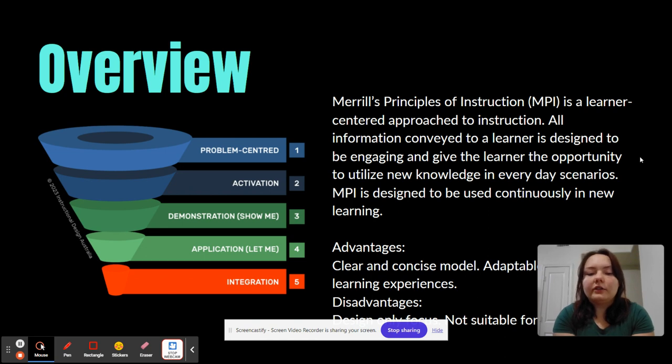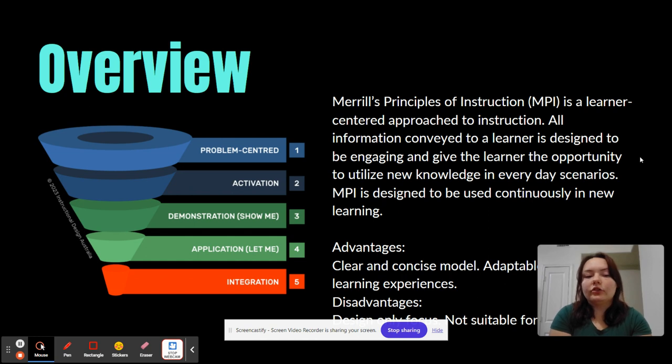All 5 of these are ways for students to be involved in problem-based learning, and it has a student-centered approach. Merrill's Principles of Instruction is designed to be used continuously in new learning, and one of the main advantages of this model is that it is very clear and concise, and it can be adapted to many learning experiences. It has also been researched and proven to be effective in improving learner engagement and retention.